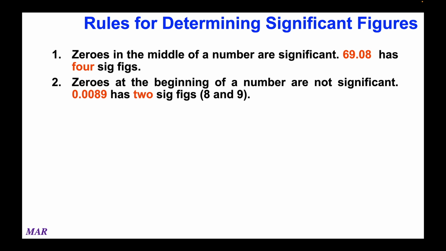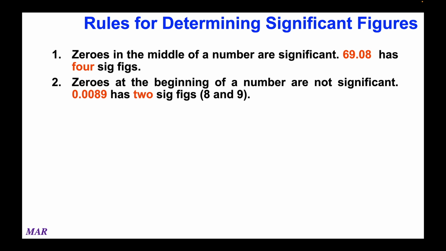You can think about 0.0089. If you were going to record it in scientific notation, you'd write it as 8.9 times 10 to the minus 3. So that means those first zeros are just showing you where to start your numbers. So this number has only 2 sig figs.